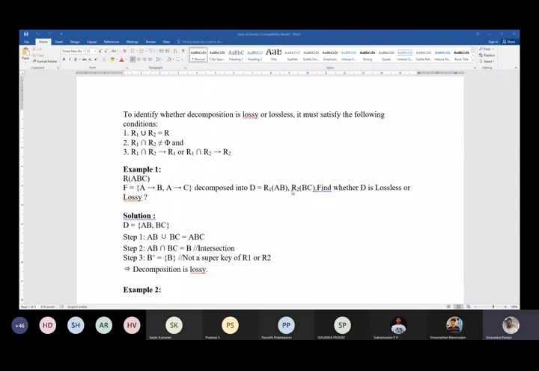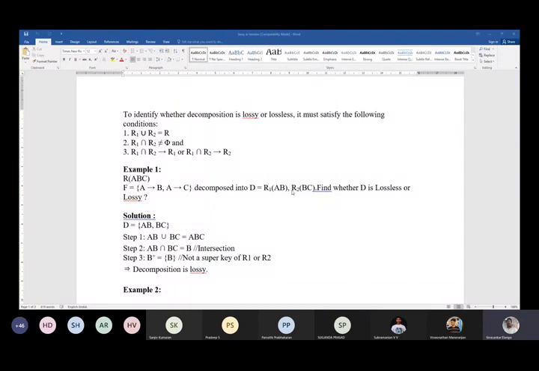Now we'll look for the second condition. The second condition states that R1 intersection R2 should not be null, right? So again, we'll check for the second condition, AB intersection BC, right? So it's going to be B. So AB intersection BC is not null, and it gives the result B. So again, the second condition is met for lossless decomposition.